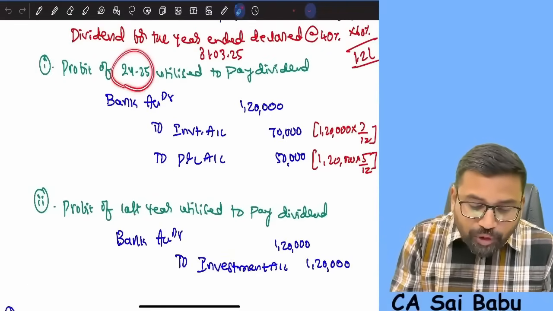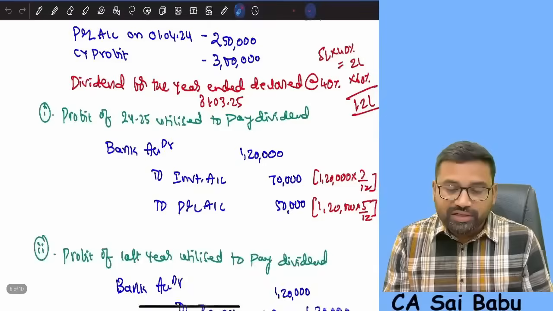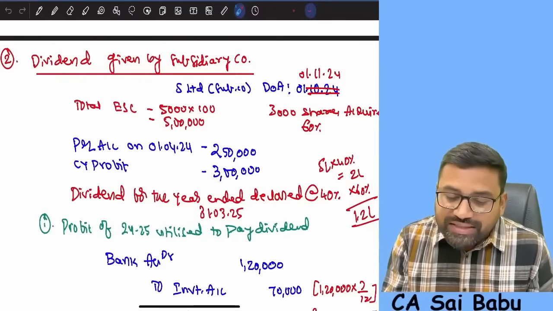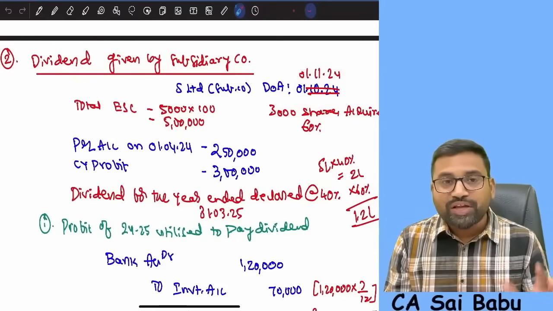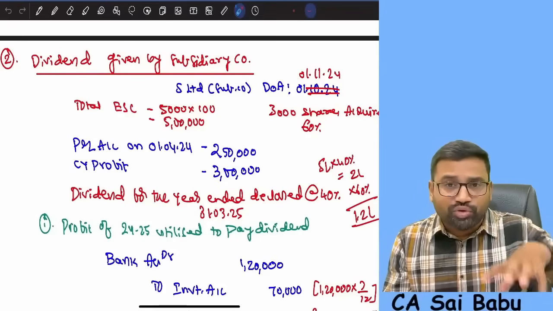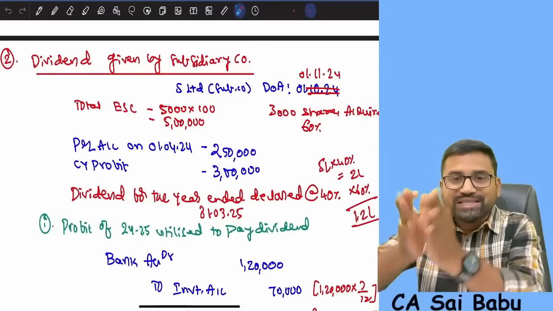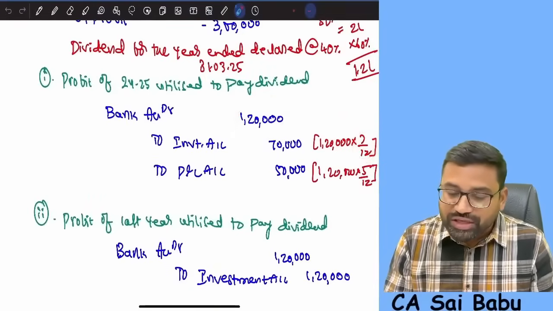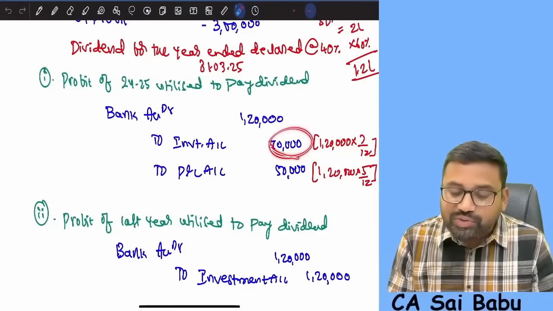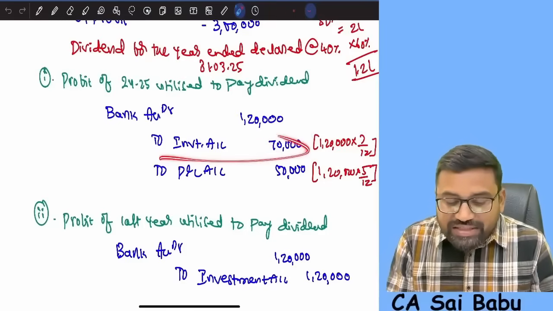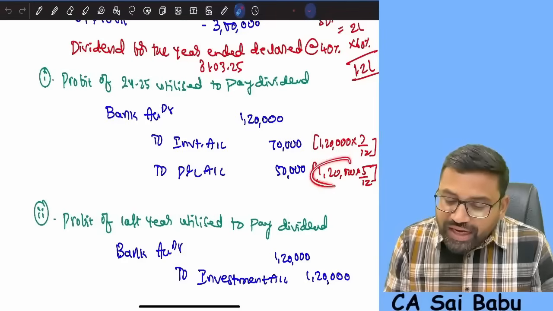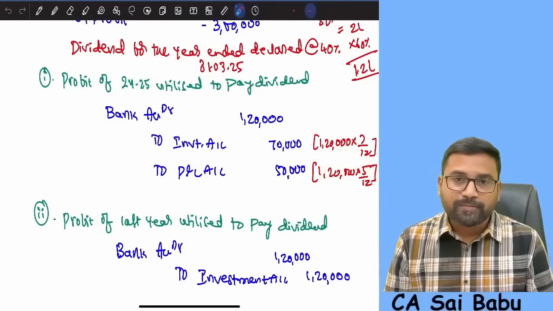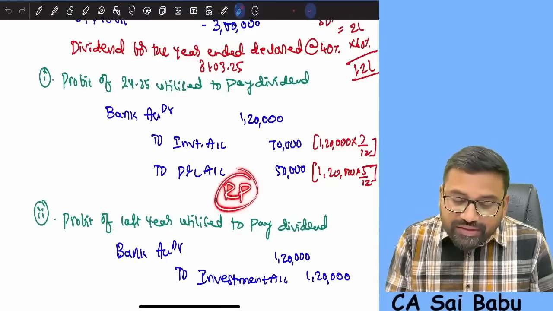Here, I have assumed two cases. One, suppose the profit for the year 24-25 is utilized to pay the dividend. In the entire current year, the first 7 months are pre and the next 5 months are post. Therefore, if the profits are earned evenly throughout the year, out of the total 12 months' profits, the first 7 months are pre. Out of this 1,20,000, if I apportion according to time, 1,20,000 into 7 by 12, 70,000 is received from pre-acquisition profits, which I adjust to the cost of investment. Out of this 1,20,000, the 5 months which are post-acquisition profit I credit to the P&L account, because it is my revenue profit. This is my capital profit.